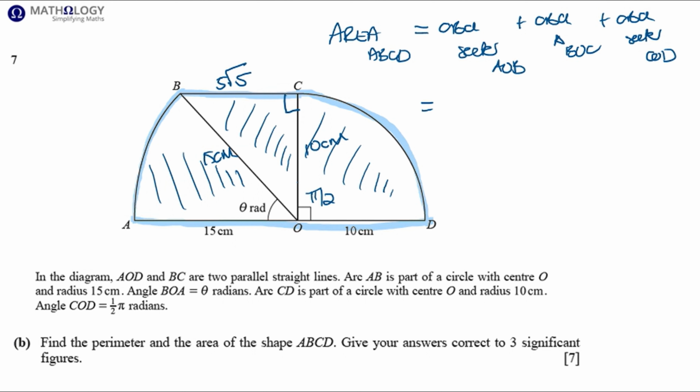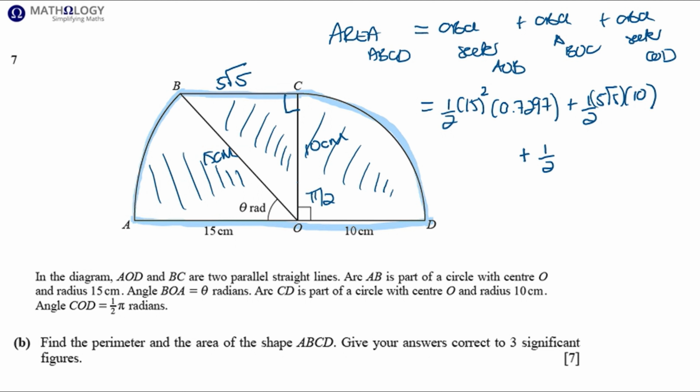So the area of sector AOB will be a half the radius squared. The radius of sector AOB is 15, so it's going to be a half 15 squared times the arc angle theta, which is 0.7297, plus the area of right angle triangle BOC is half base times height, so it's half BC times OC, so it's half 5 root 5 times 10, plus the area of the sector COD is a half the radius squared times the arc angle.